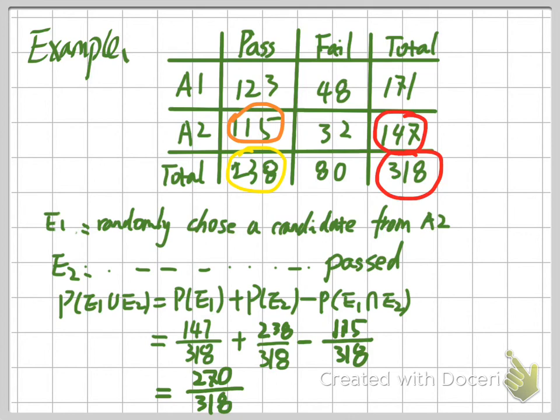So that's my introduction of the probability of union. In the next lecture, we will talk about one more special probability. The name of it is conditional probability.